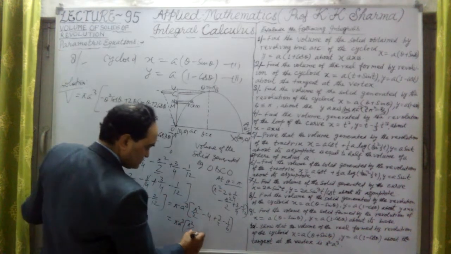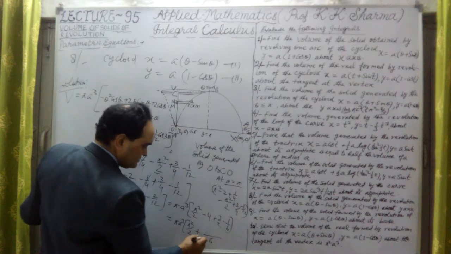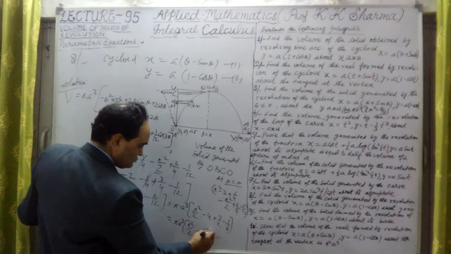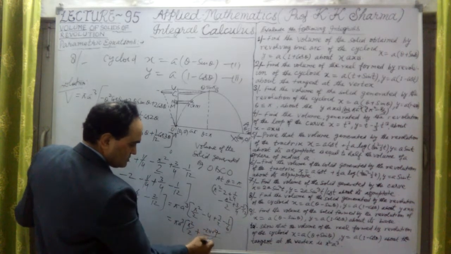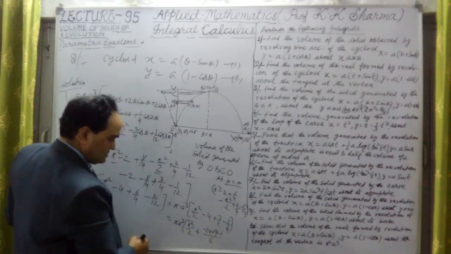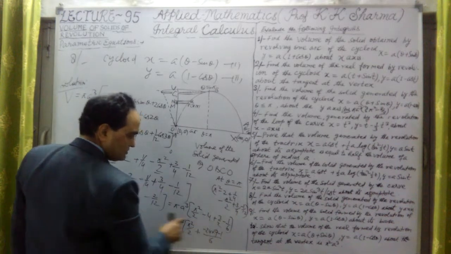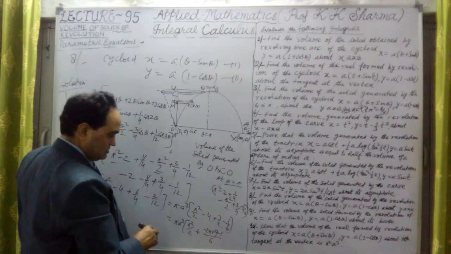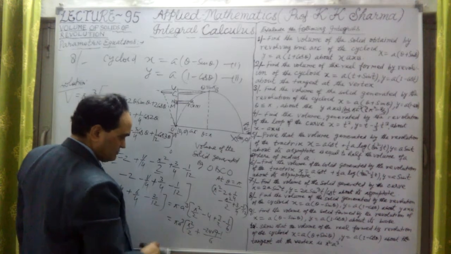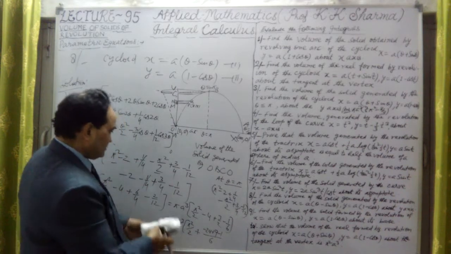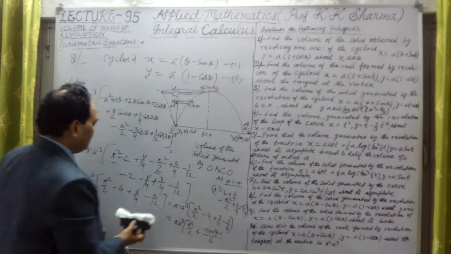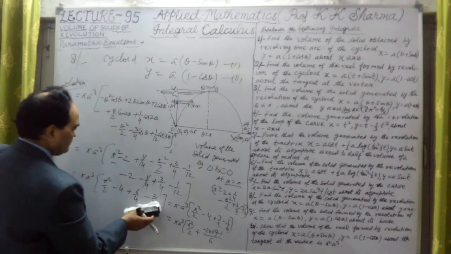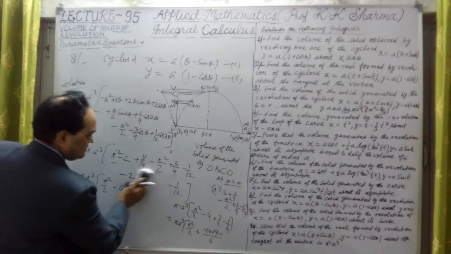If I take 6 common, let me take 6 LCM. It will be minus 24 plus 2, 3 into 3 is 9, and minus sign, 1 into 6 is 6, minus 1. So minus 25 plus 9, that means minus 16/6. It will be minus 8/3. Okay, so that is the value here. So let me write it here.